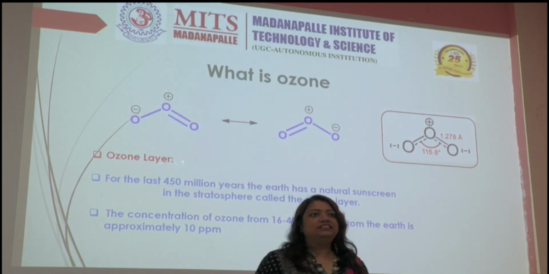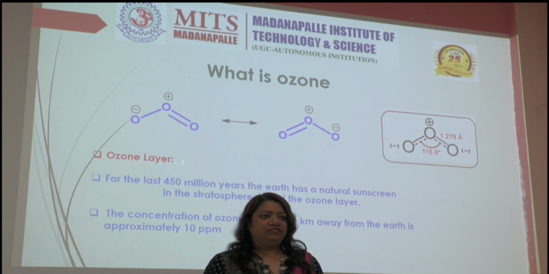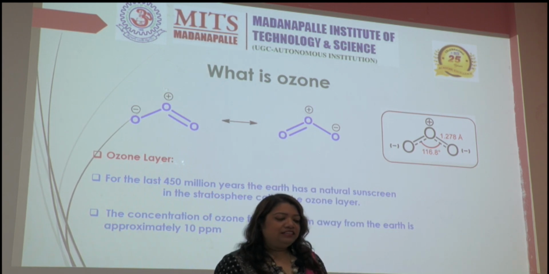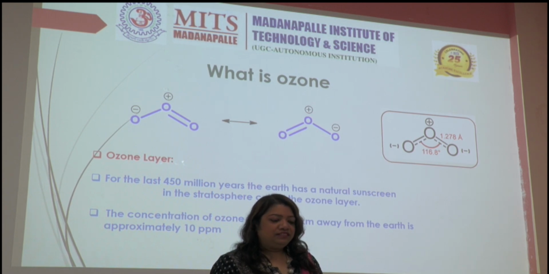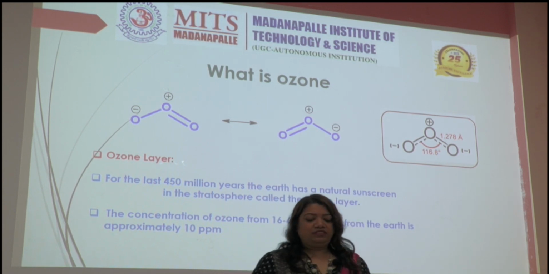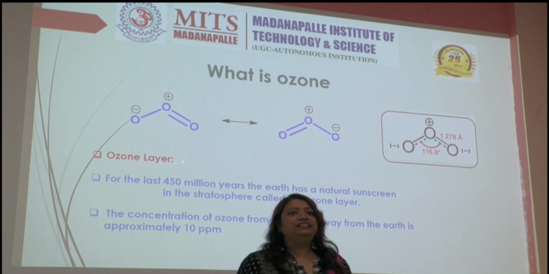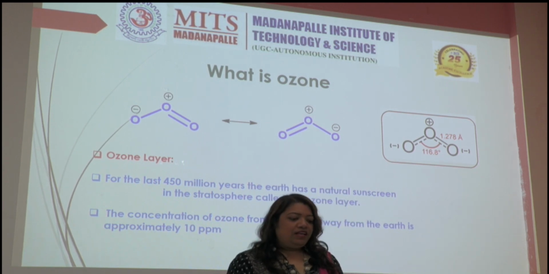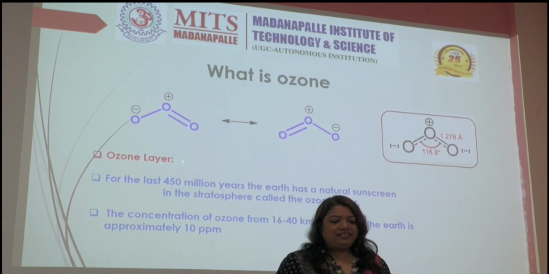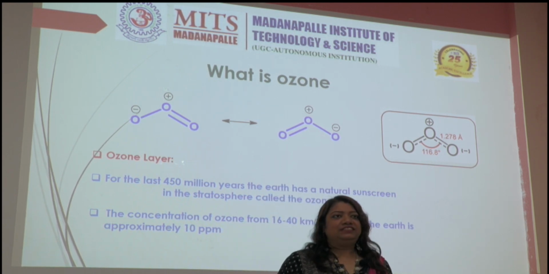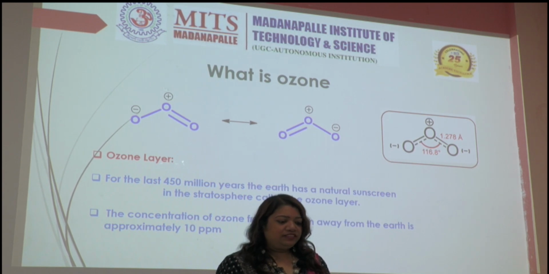So first of all, what is this ozone? Ozone is just a simple molecule, that is O3. Okay, and it has two resonating forms, and the bond angle between the three O atoms is 116.8 degrees, and the bond length between two oxygen atoms is 1.278 angstrom. And for the last 450 million years, the Earth has had this ozone layer, and it is acting as a natural sunscreen in the stratosphere, and this is known as the ozone layer.